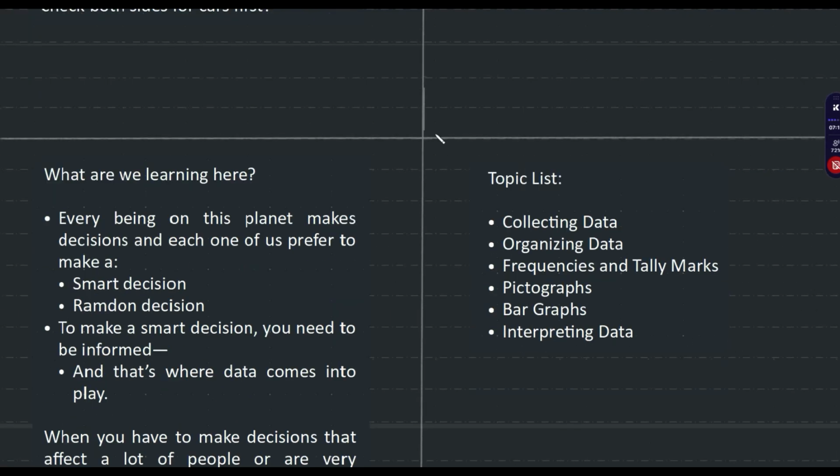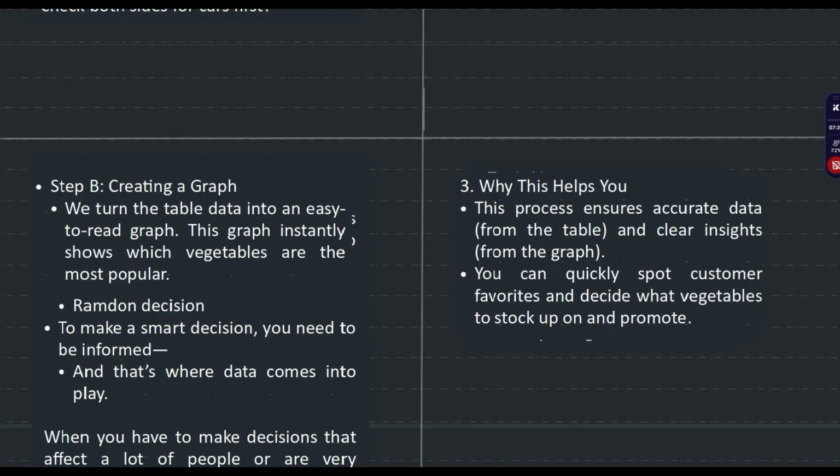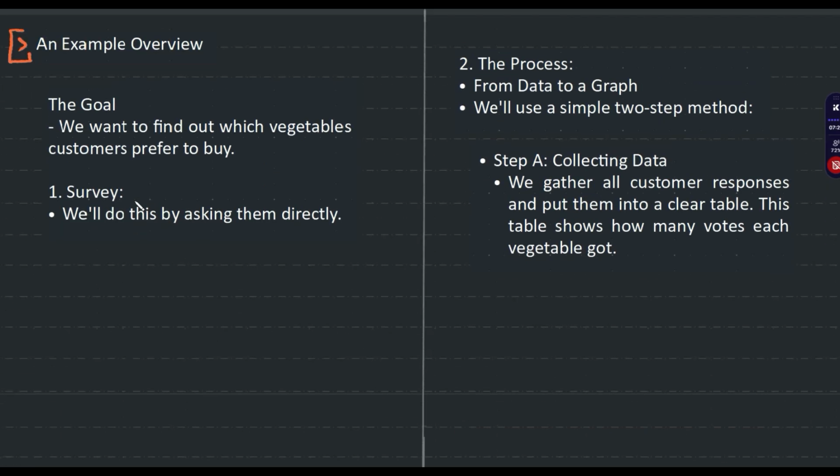We saw a certain set of topics that we are going to cover, right? Topic list, collecting data, organizing, and so forth. Now, what I'm trying to do is give an example to get you a feel of it. Say we have a goal of trying to find out which vegetable customers prefer to buy so that we can buy more, right?